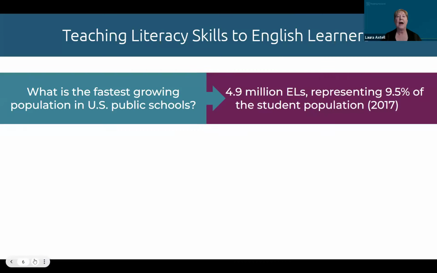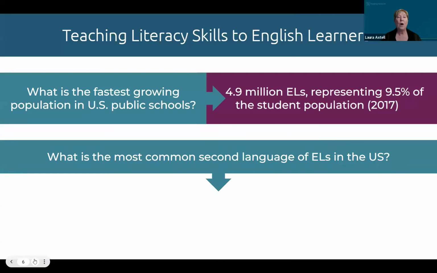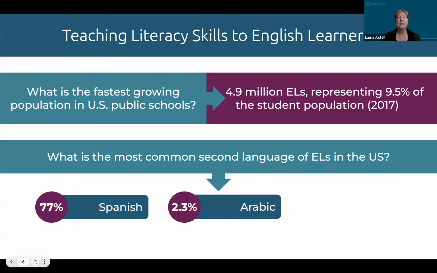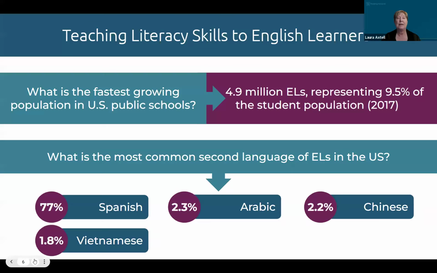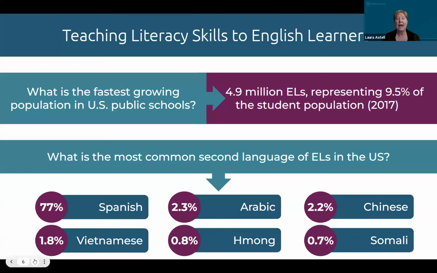And so we know that for the last 5 or 6 years, the fastest growing population is English language learners. And what is the most common language of not only children, but adults coming to the US? Number 1 is Spanish. That's probably not a surprise. Number 2 is Arabic. Number 3 is Chinese. Number 4 is Vietnamese. Number 5 is Hmong. And number 6 is Somali.